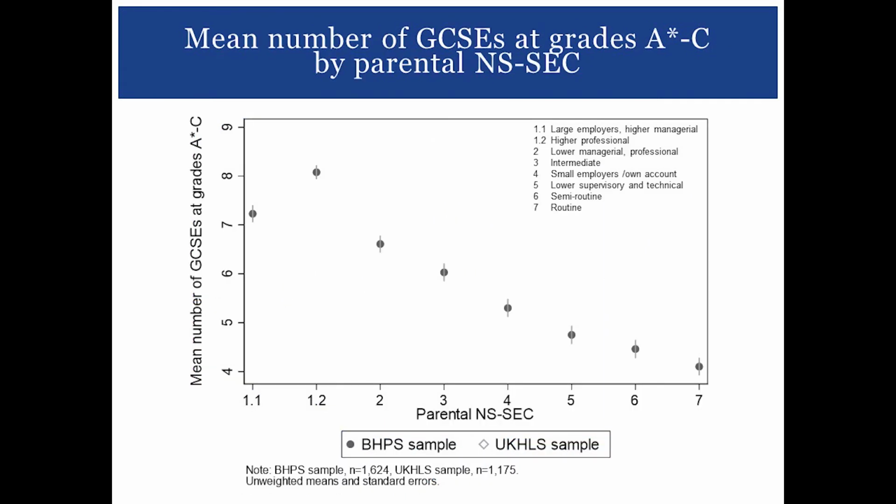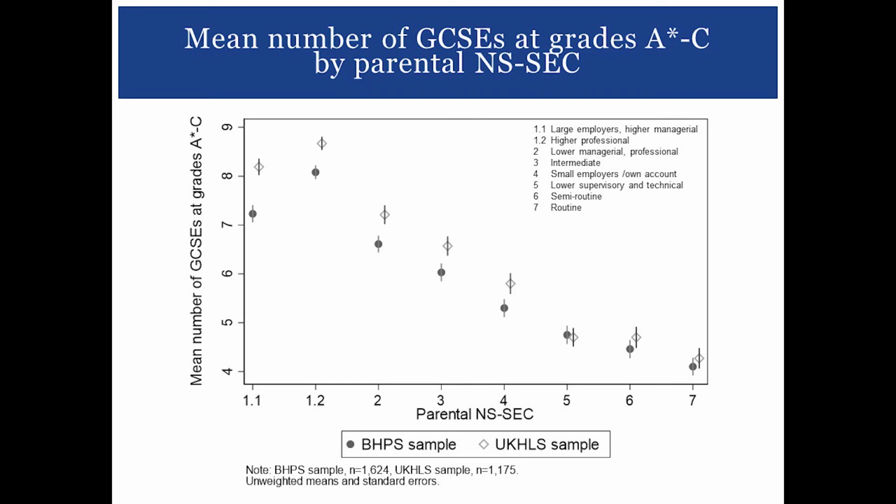But if we then stratify this by social class, we start to see a really clear pattern emerging. So in this graph, we still have the mean number of GCSEs at grades A star to C on the y-axis, but now we have parent NSEC or parent social class on the x-axis. We're just looking at the BHPS sample for the minute, and there's this clear social class gradient to the mean number of GCSEs achieved at grades A star to C. In particular, we see that those with parents in NSEC 1.2, the higher professional occupations, who might be doctors or lawyers or similar occupations, have the highest mean number of GCSEs at grades A star to C, compared with the lowest mean numbers for those with parents in NSEC 6 and 7, so semi-routine and routine occupations.